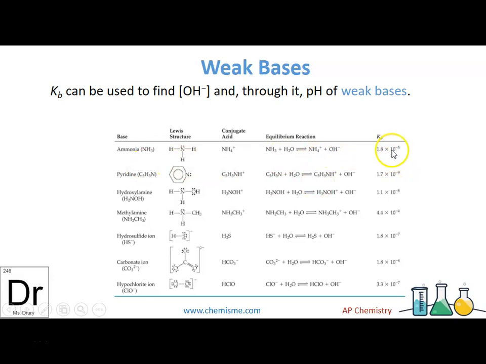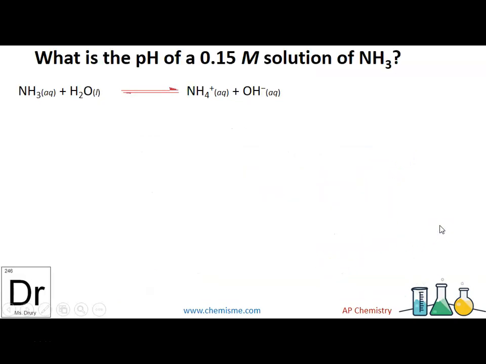So in this case, ammonia is one of the stronger of the weak bases here, and something like pyridine is one of the weakest on this list. So if we were to do this, it's a very similar setup as an acid.